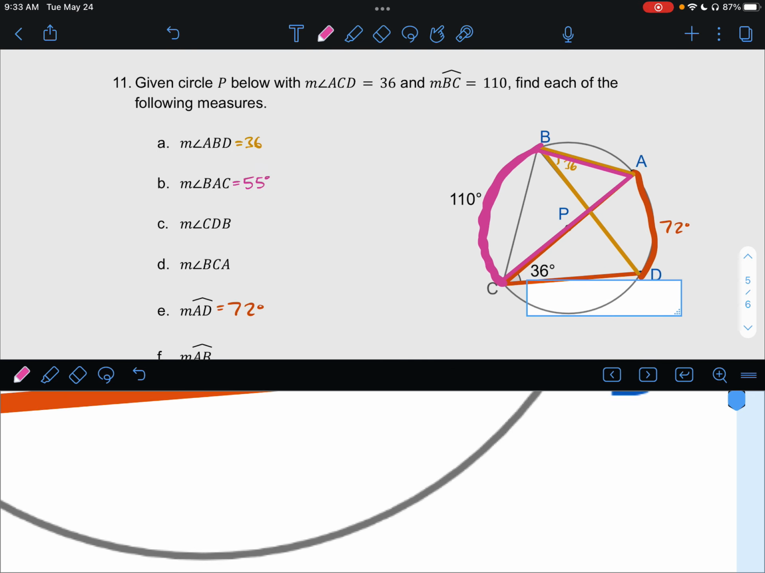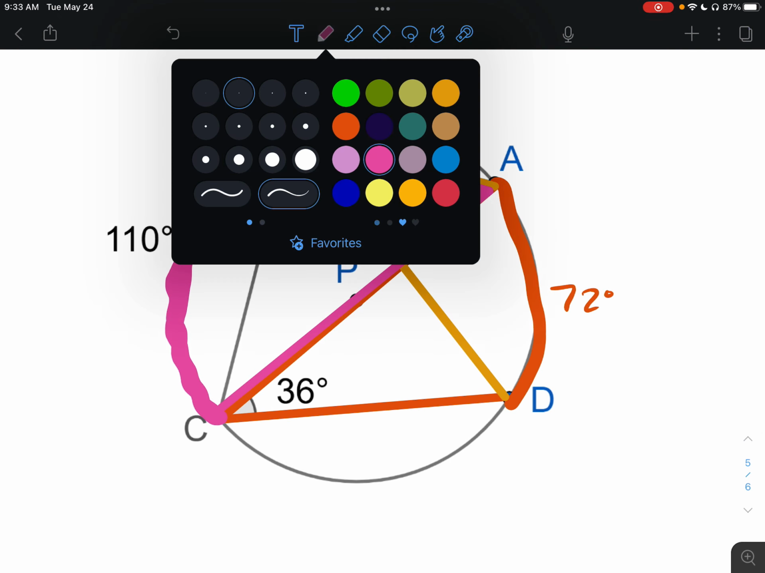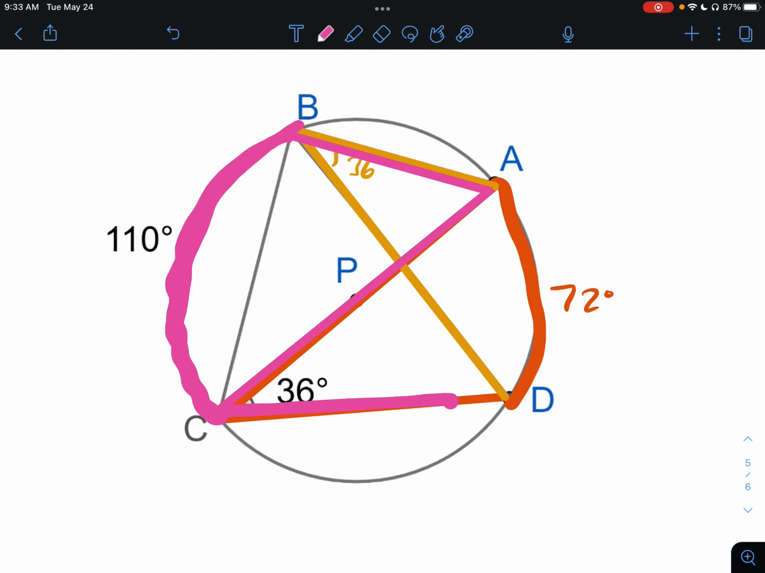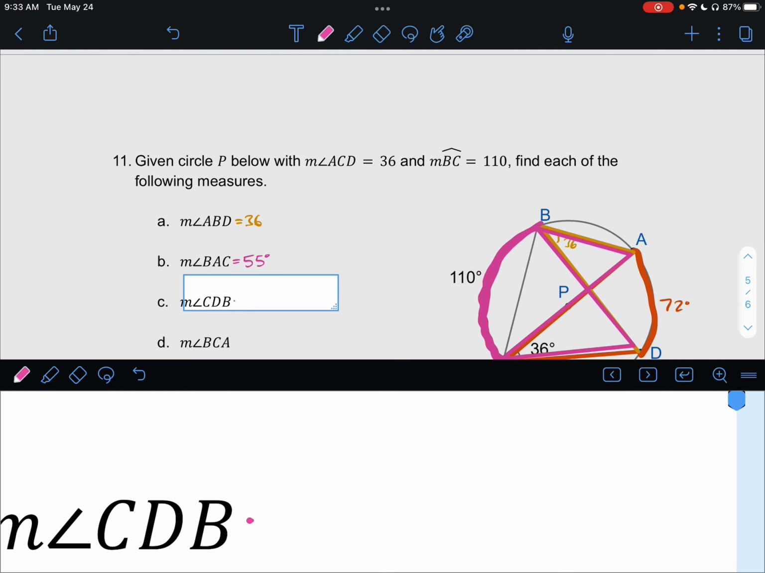All right, then I have CDB. So CDB is this angle here, and that forms that exact same 110-degree arc as BAC did, which means that this is also 55.